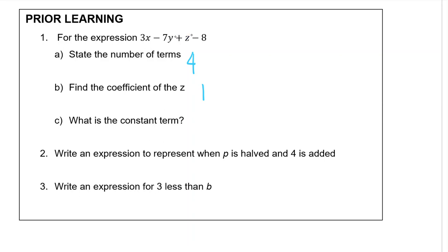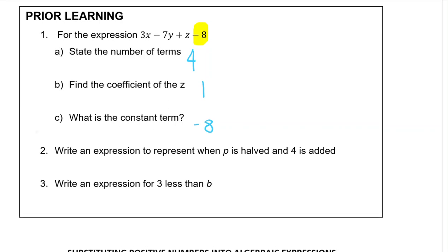The constant term is the term that has no letters. So 3x, we have a letter. 7y, we have a letter. Z has a letter. But the one that doesn't have any letters is this one on the end. It is a negative 8.